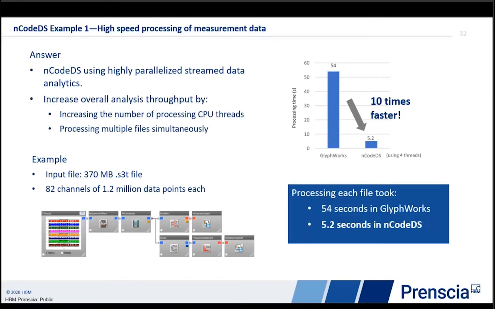And it does that because it has the ability for better utilization of CPU threads. And in this example, that's just using 4 threads. So there's potential you could go even faster with a higher number of processing threads. And also, because this is being deployed in a server environment where you could have multiple of these nCodeDS processing engines, if you had hundreds of these files, you could process multiple of these files simultaneously, again, giving you further acceleration over what you could otherwise do, for example, running it on a local machine.